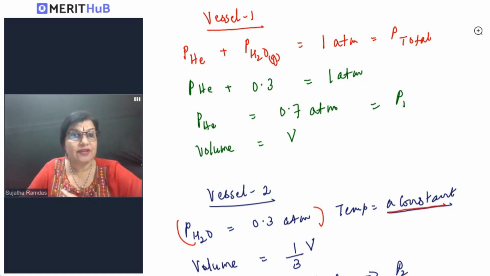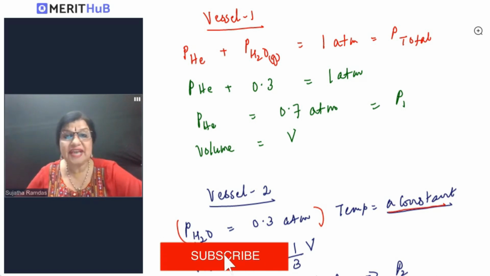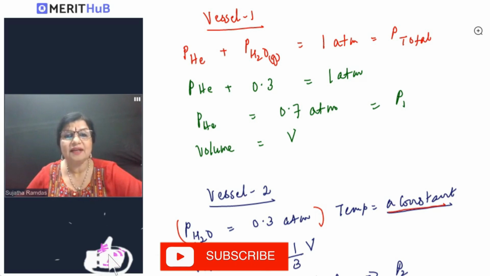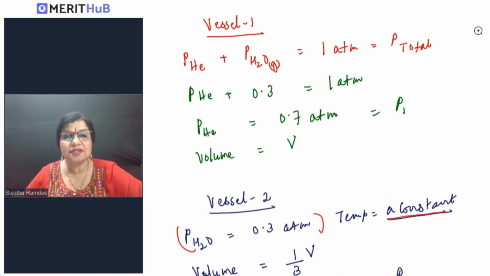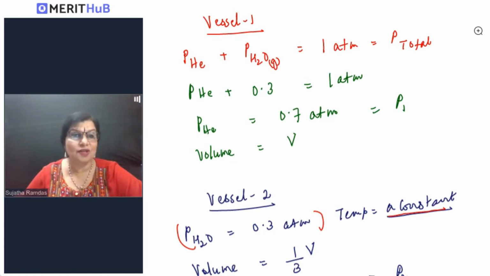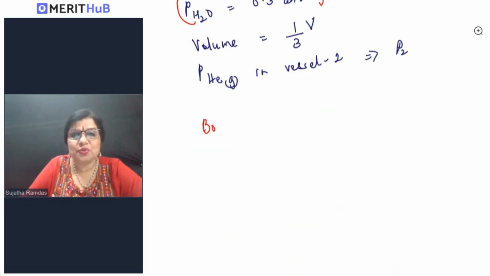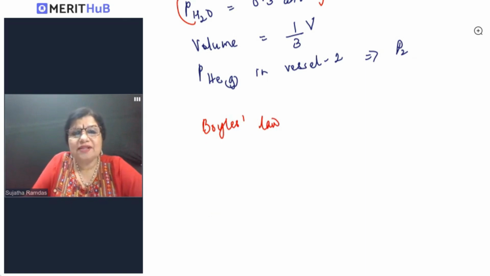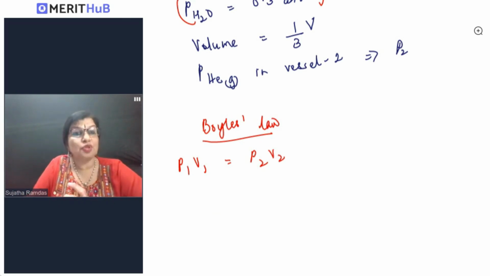So we're not looking at partial pressure of water vapor. So what are the quantities which are changing? The partial pressure of helium will change. The volume has changed, right? The partial pressure of helium will change. The volume has changed and the temperature is maintained a constant. So which gas law will you make use of? We will make use of Boyle's law, right? According to Boyle's law, at constant temperature, P1 V1 is equal to P2 V2 for a fixed amount of gas.